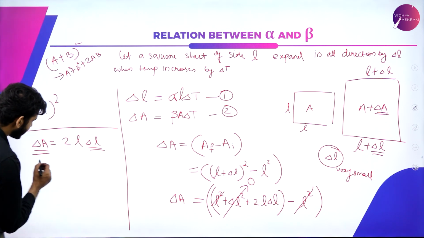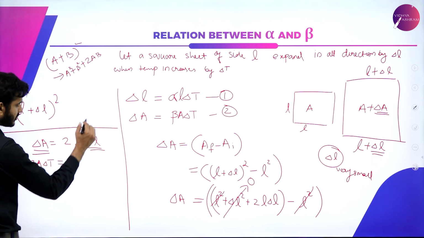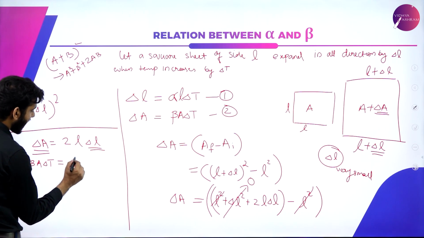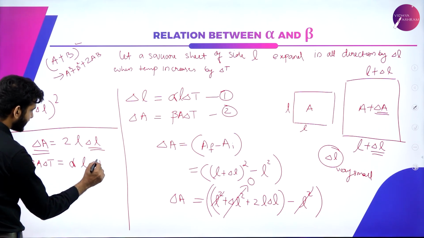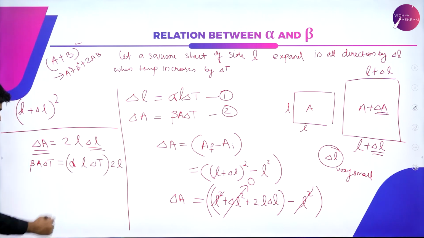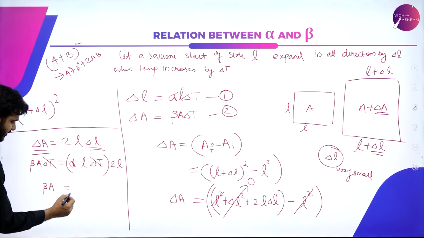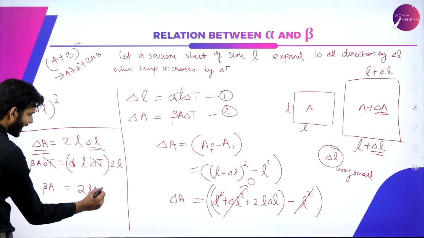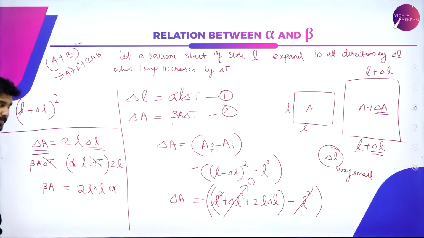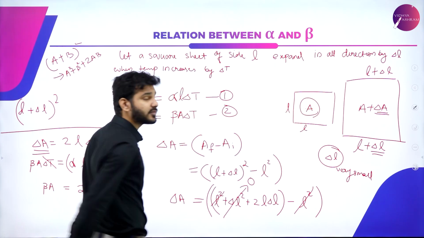So delta A is equal to beta A delta T, which is equal to delta L, which is alpha L delta T, into 2L. Which means this will be equal to beta A delta T, and delta T will cancel each other out, and the only remaining quantities will be 2L into L into alpha. But what is this L into L? L into L is L square. L square is already known, that is the area of this particular square.